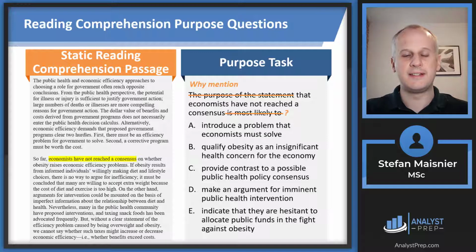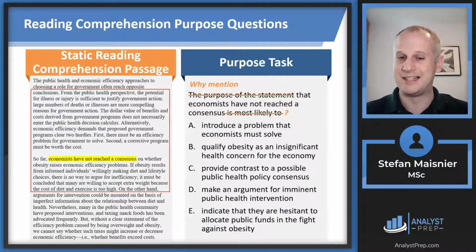So then let's consider where we need to start our window. So obviously we need the second paragraph, but then we see second, a corrective program must be worth the cost. I don't know what came first. So first, okay, there must be an efficiency problem, but I don't know why we're talking about first. Then we've got alternatively, economic efficiency. Well, again, alternatively, I don't know what the alternative is. So we keep going up.